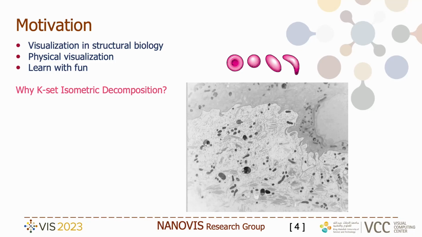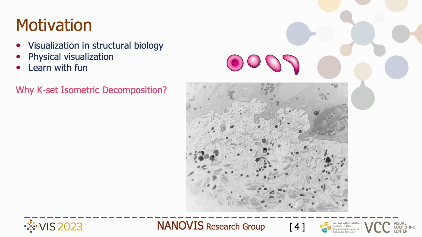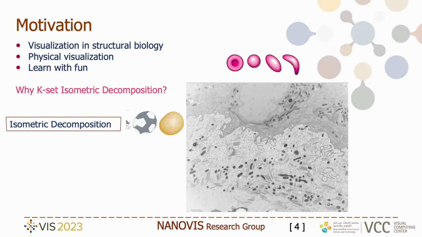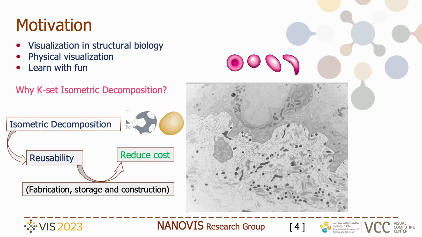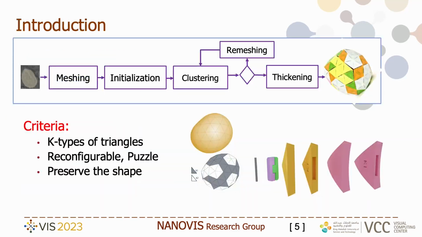The modeling is based on isometric decomposition, which means modeling with only k types of triangle. For example, this model has only 2 types of triangle. Isometric decomposition reduces cost by increasing reusability.